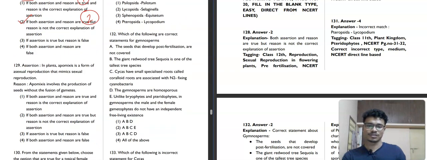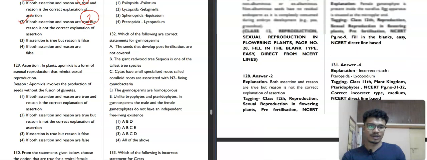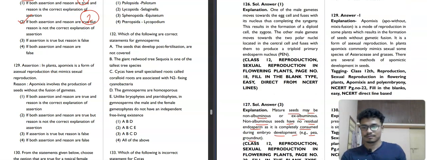Now we'll move towards question number 129. It is saying that in plants, apomixis is a form of asexual reproduction that mimics sexual reproduction. Absolutely correct. Apomixis involves the production of seeds without the fusion of gametes. Absolutely correct. Apomixis produces seeds without fusion of gametes, as it mimics sexual reproduction.